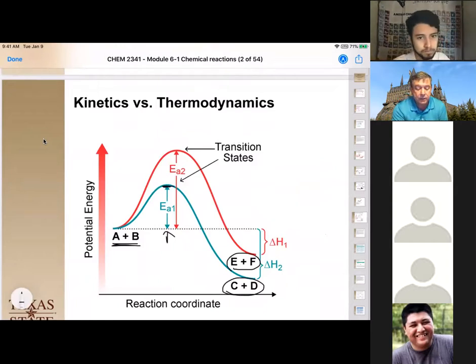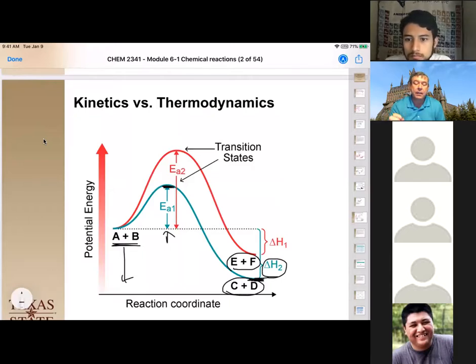And once it goes through that lower activation energy, our products are down here, okay? And so the difference between our starting material and products is this change in enthalpy here, and it shows it to be exothermic, okay?